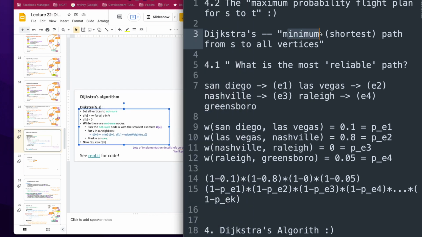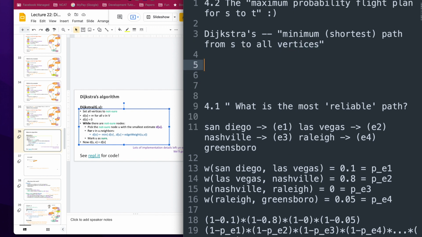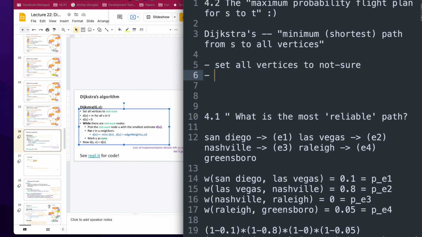So again, Dijkstra finds the minimum shortest path from S to all vertices, right? And the way it works is, step one is set all vertices to not sure. So that seems like we might keep that step. Step two says set the distances, the estimate, an overestimate, to all vertices to infinity, for all v in V. So our question here would be, since we're trying to find the maximum probability, is infinity the right value to set this to?